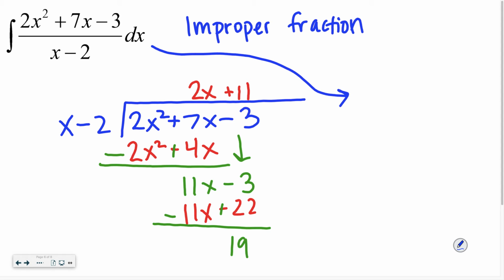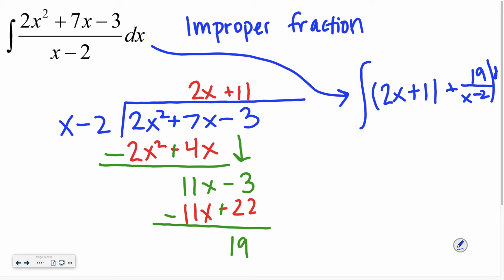Okay. So, real quick before you go, Band Peeps, we have the antiderivative of 2x plus 11 plus we had a remainder of 19, so we're going to throw that over our divisor.